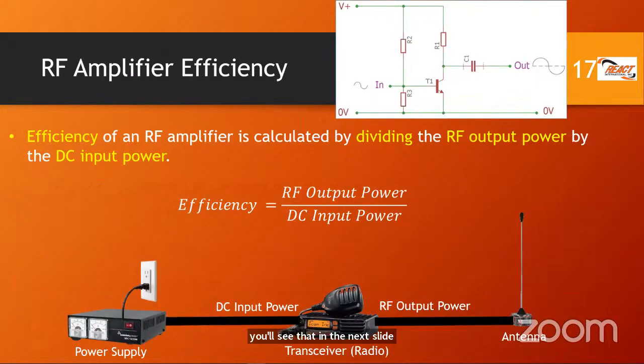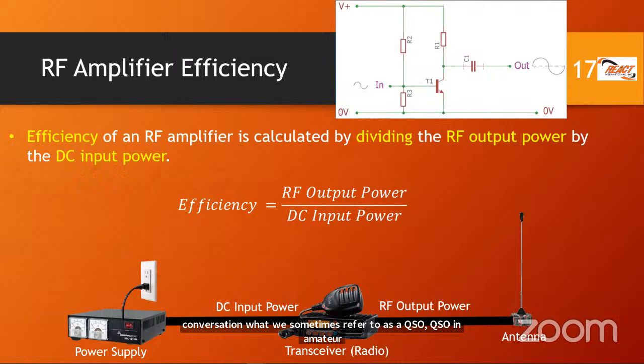So here we go. This is the efficiency formula, pretty straightforward. Again, we say that the efficiency of an RF amplifier is calculated by dividing the RF output power by the DC input power. And this is the formula here on your screen. But let's take a moment to understand what this formula means. So I'm going to power on my transceiver, my radio. As an amateur radio operator, I'm going to speak into it, and my signal will go to the antenna, and another amateur radio operator will pick up my signal and hear it and hopefully reply, and we'll have a conversation, what we sometimes refer to as a QSO, a Q code, QSO in amateur radio.